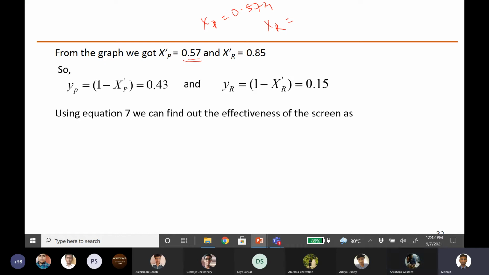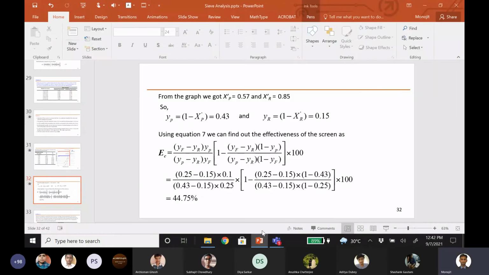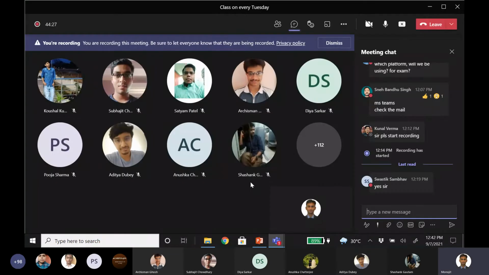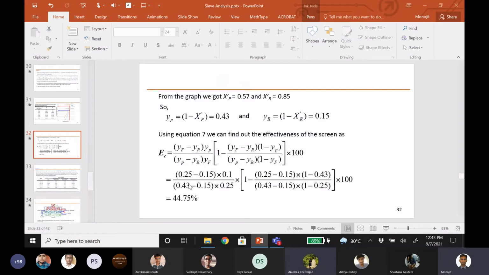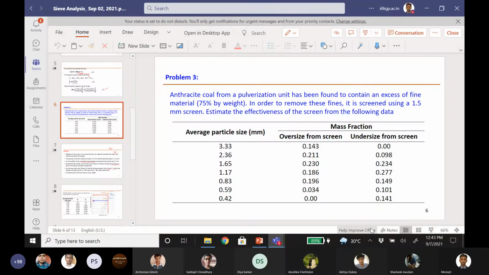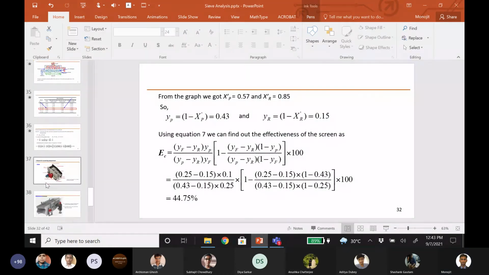Value of XR for 1.65. What is that value? Can you write it in the chat box? I cannot hear you. Or anyone else who has got this value? Just do a linear regression. It's 0.834. Okay. I'll tell you why I told you to do so.